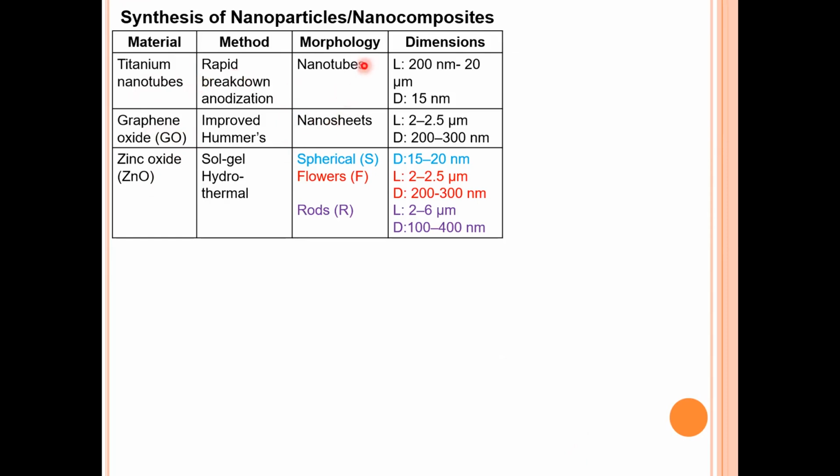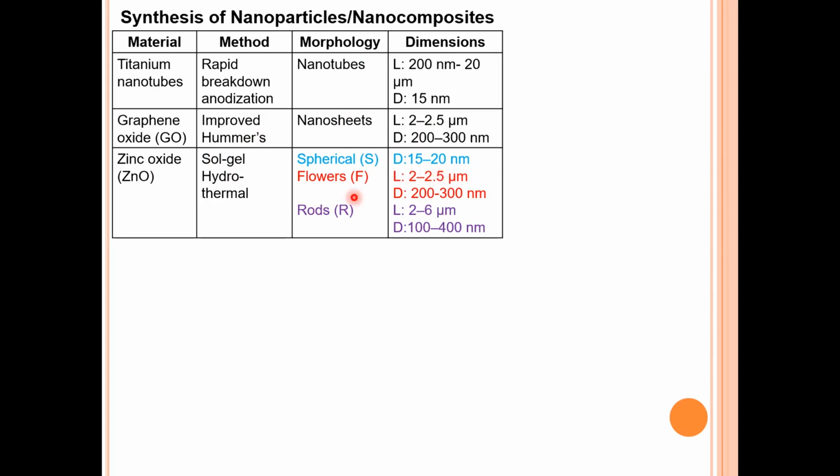We prepared titanium nanotubes, and their size is 200 nanometer to 20 micrometer in length. For graphene oxide, we use the modified Hummers method with graphite powder as well as potassium permanganate, and we prepared nanosheets, whose size is given here. For zinc oxide, we prepared 3 different configurations: spherical, flower, and rod shape. For spherical, we use the sol-gel method, using zinc acetate and oxalic acid to prepare the zinc oxalate gel, and the diameter of the typical spherical particles is 15 to 20 nanometer.